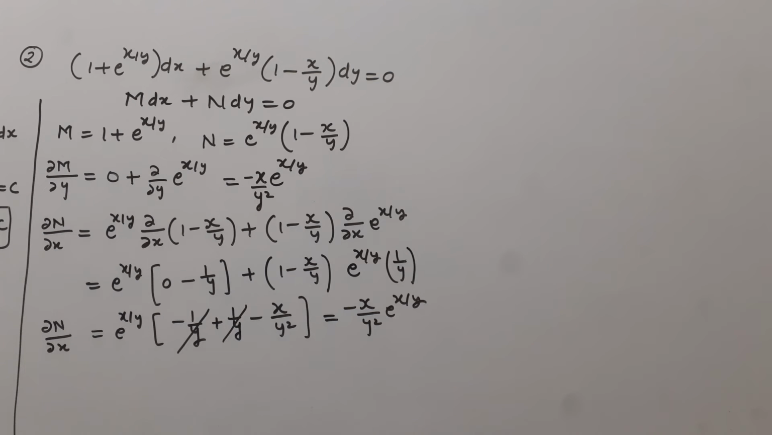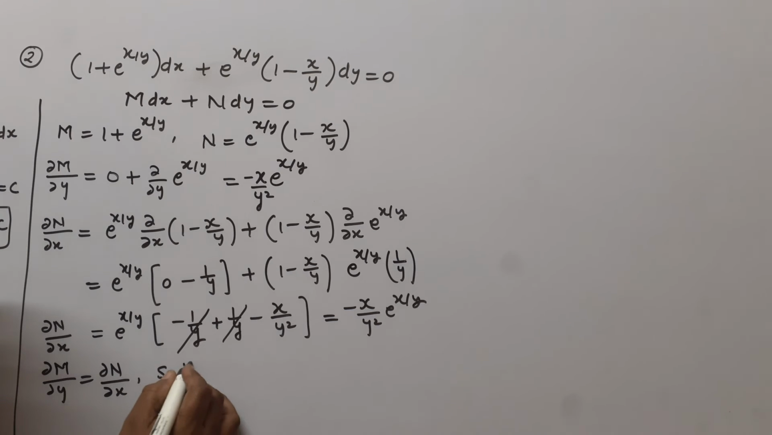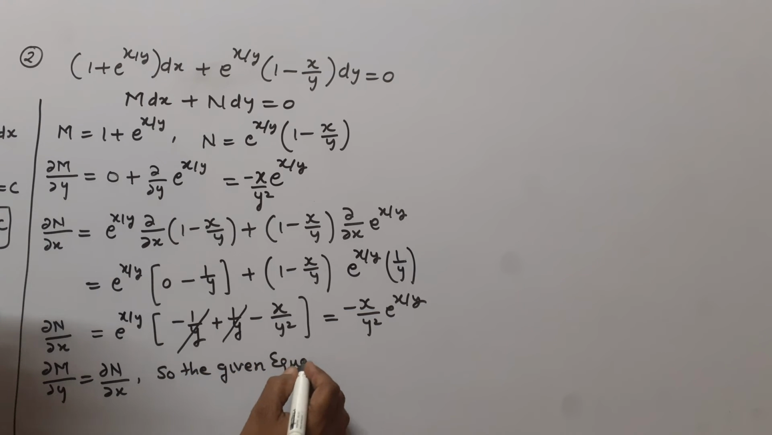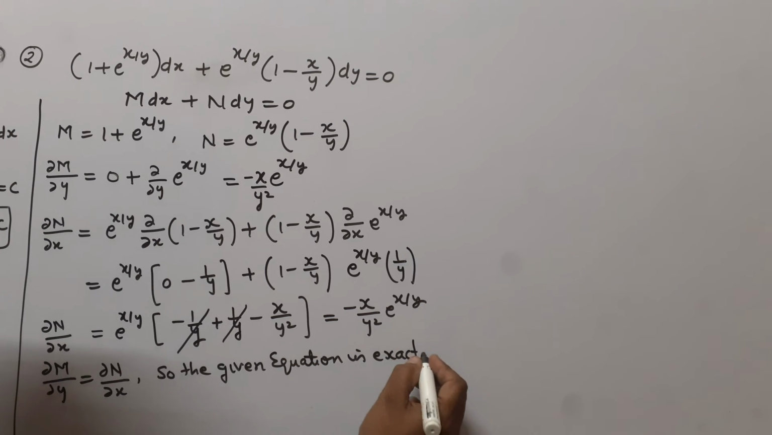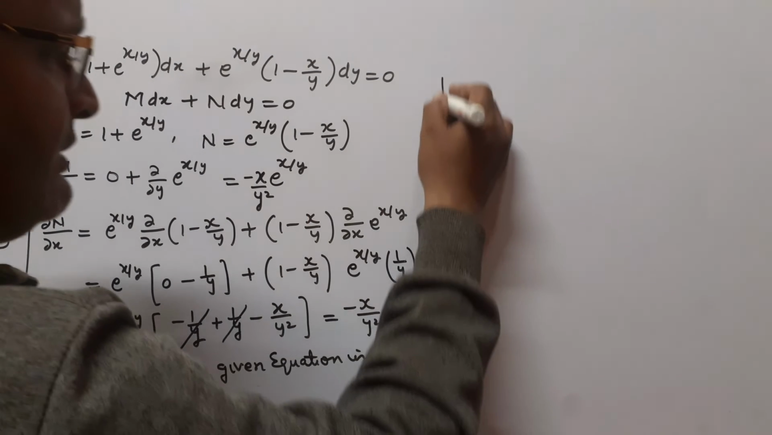Here we can see that del M by del y is equal to del N by del x. So the given equation is exact. Now we find the solution of the given differential equation.